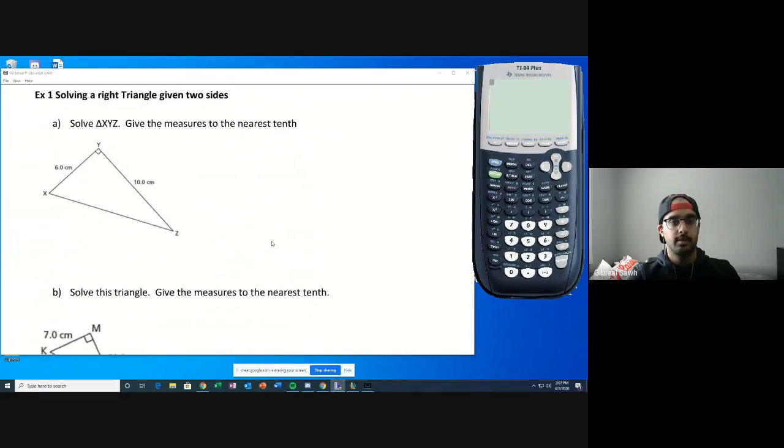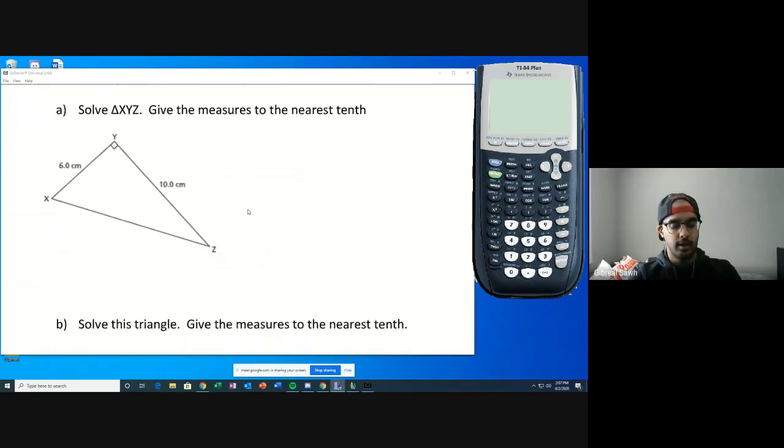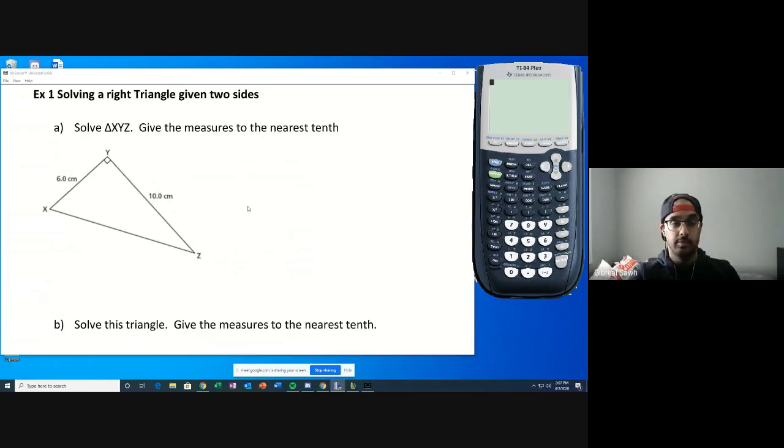So we'll do a couple of examples here. Solve triangle XYZ, so that's the triangle we're looking at, and give those measures to the nearest tenth for both angles and sides. Okay, nearest tenth is what we're going to do. There really isn't a right or wrong way to approach this. You can pretty much do this in any order you want. I think the first thing I'm going to do here is find out what angle X is.